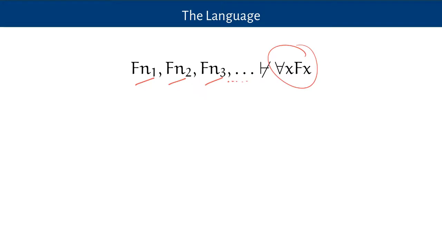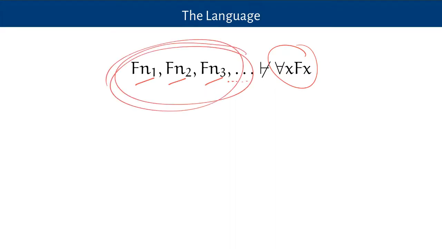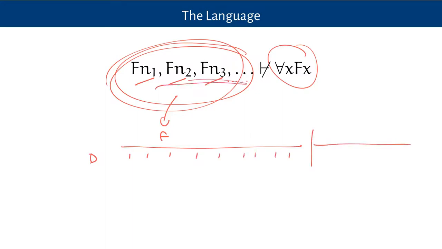I can never prove that everything is F from those premises, because I could always construct a model where these things happen to all have the property F. Imagine I've got my domain and I've got my objects, and those things have all got the property F. And then there's some other things which didn't get named by these names, which don't have the property F.